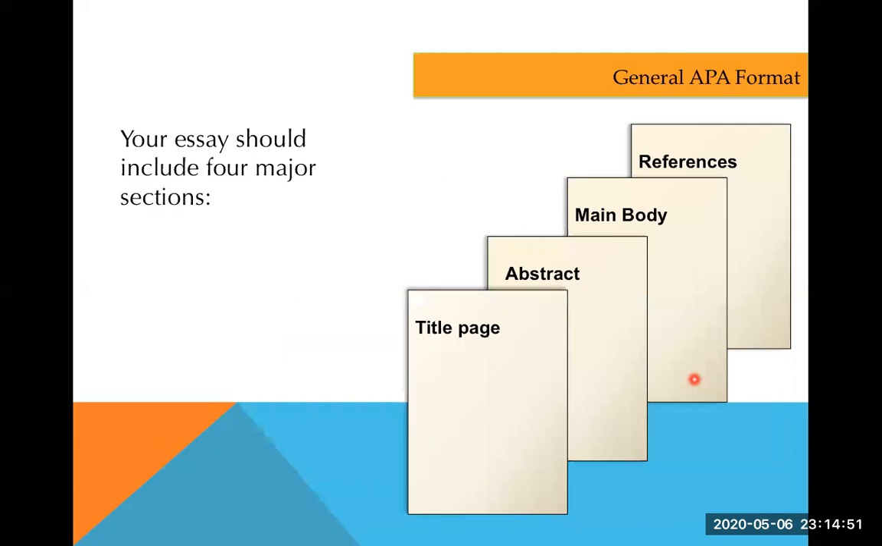One of the significant things about the APA formatting is the general structure that includes four major sections. We have the title page, the abstract page, the main body page, or the essay itself, the article itself, and a reference list. An abstract page and a list of references are titled as abstract and references, respectively. It's important to remind you that each page should have a page header with a shortened version of the title and page number.